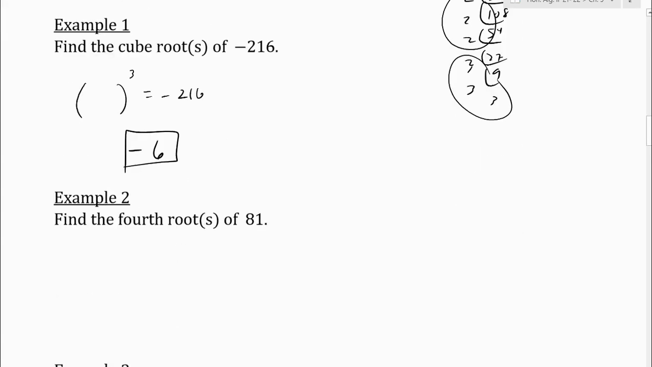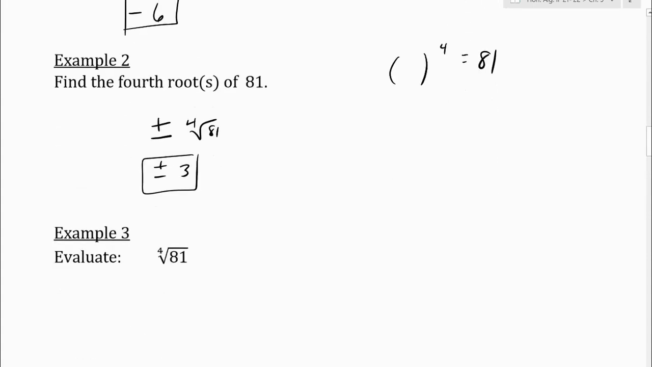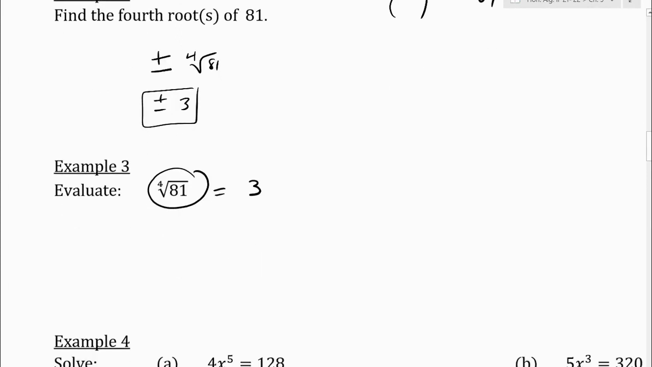All right, now the fourth roots, what can I take to the fourth power and get 81? Well, it's either positive or negative, the fourth root of 81, which is 3. But if you see it typed up, that's the principal one. That's just flat out 3.